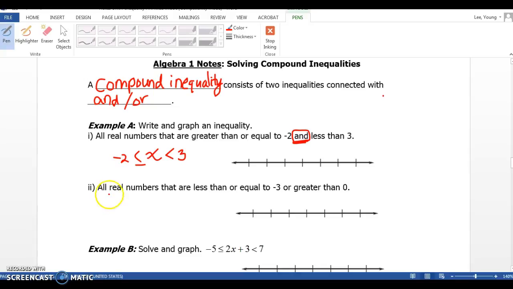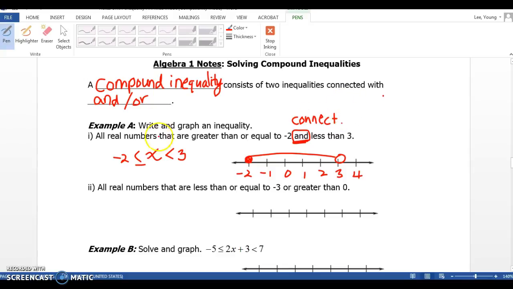And when you have that, how do you graph it? So you put -2, -1, 0, 1, 2, 3. Okay? So -2 is greater than or equal to, so we need a closed circle. And 3 is an open circle. And anytime you see "and," we connect. And we connect. Okay?